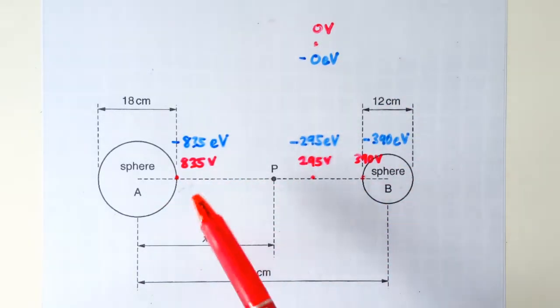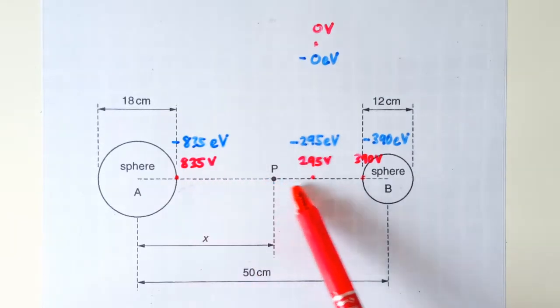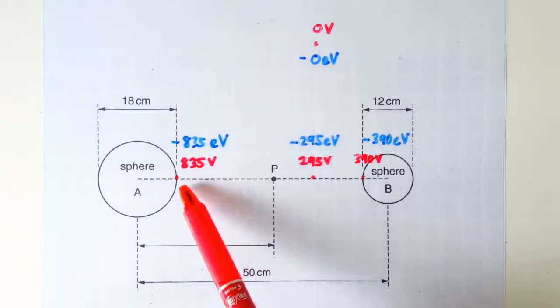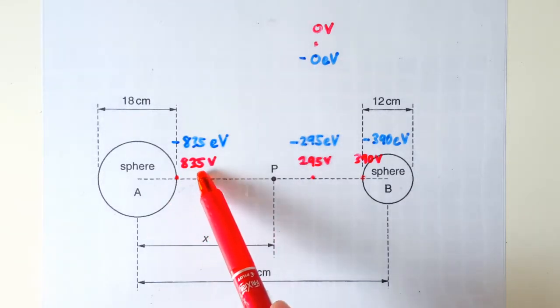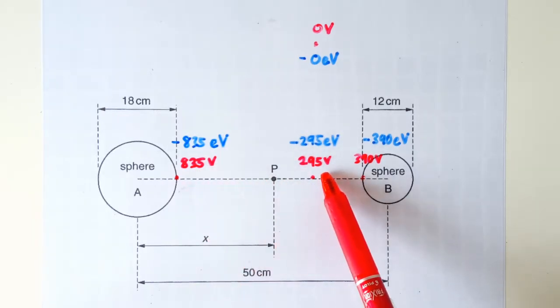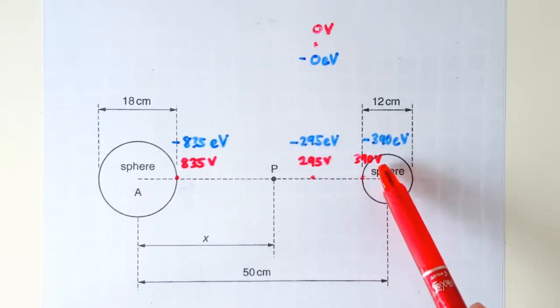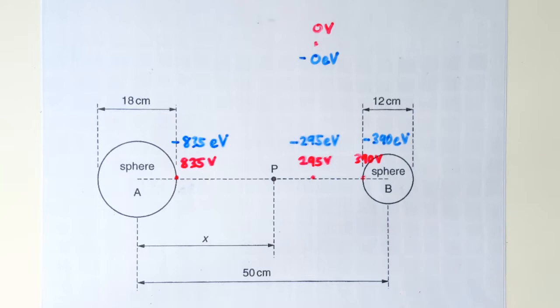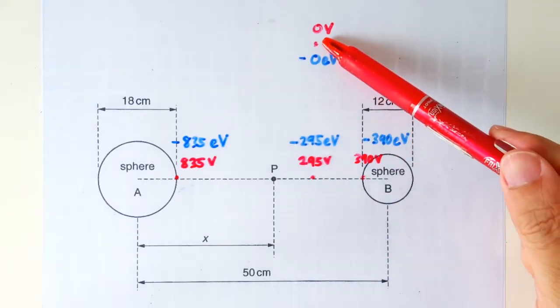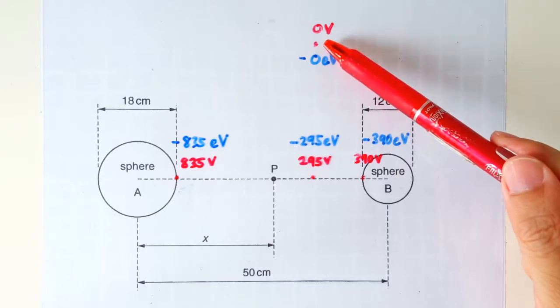So for that, we've got to study the electric potential along this line here. From the graph given in figure 7.2, we can tell that the potential is maximum on the surface of sphere A, 835 volts, and it decreases until it reaches a minimum of 295 volts, and then it climbs back a bit to 390 volts at sphere B. The crucial thing to note is that this is an electron, so it has a negative charge.